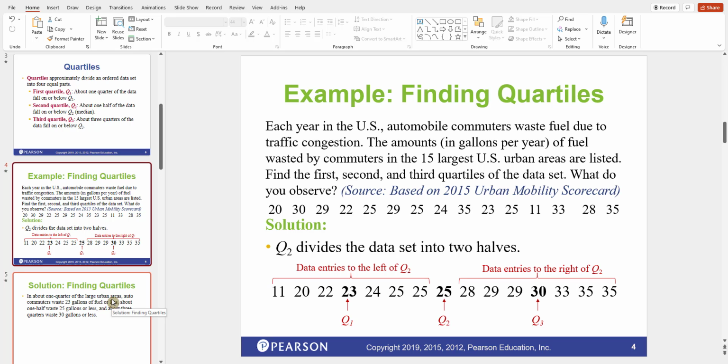Each year in the U.S., automobile commuters waste fuel due to traffic congestion. The amounts in gallons per year of fuel wasted by commuters in the 15 largest U.S. urban areas are listed. We're going to find the first, second, and third quartiles of the data set, and we're going to see what we observe. So this is the data set. It goes from 20 all the way to 35.